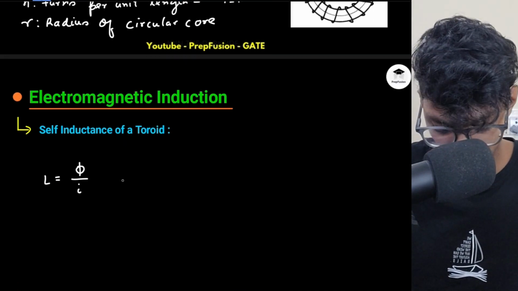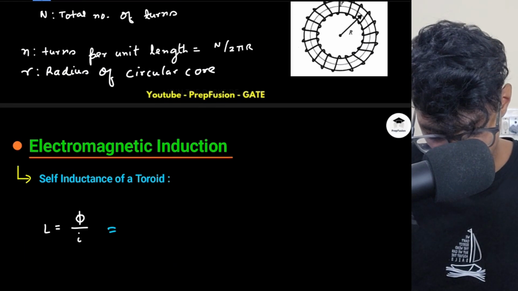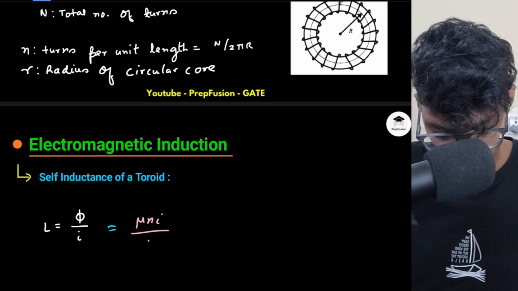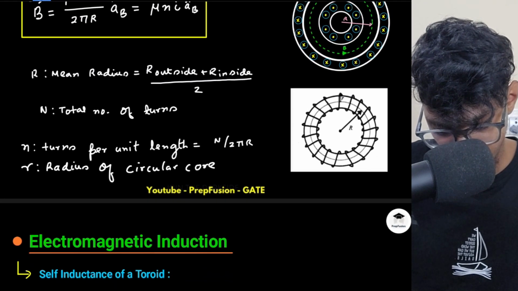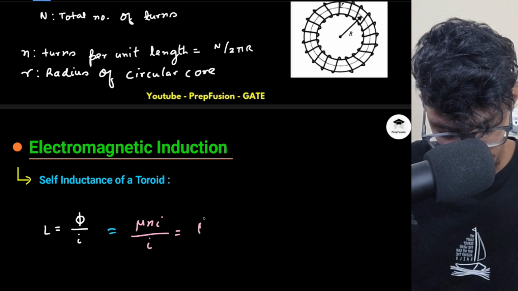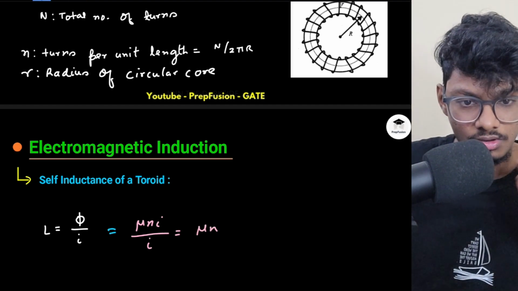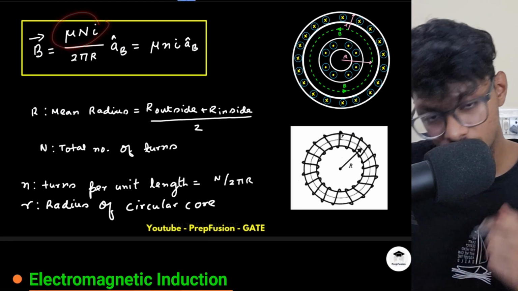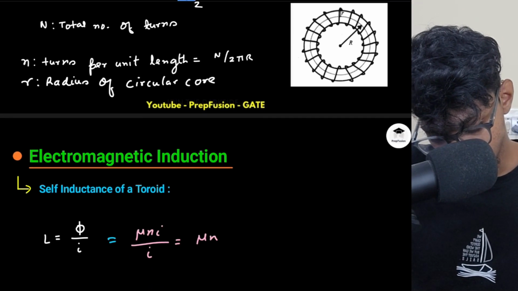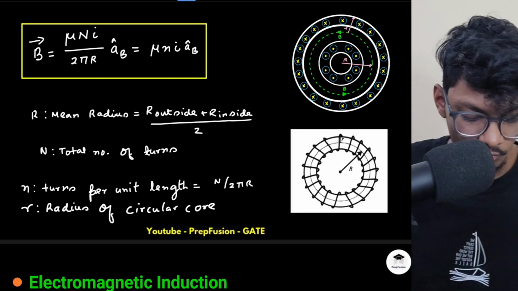So what is the flux here? So the flux here is basically equal to mu n I, and current is I, so it will simply be mu into n. Okay, it will be even simpler. It will be simply mu into n. But this is the magnetic field, right? I want to compute the flux. The flux will be what? This magnetic field into area. So what is the area basically here? What area am I covering?